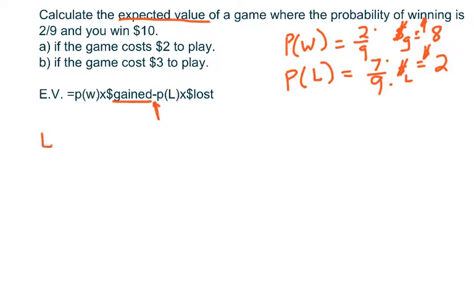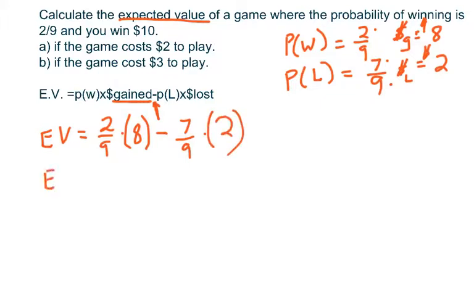So when I go and put this stuff into the formula now, I get the probability of winning is 2/9 times the money that we gain is $8. Subtract the probability of losing is 7/9 times the money we lost is $2. So now we throw that all into our calculator. If you're comfortable with fractions, you would get 16/9 minus 14/9. Now, you don't have to do this. You can just throw the whole thing into your calculator and hit equals, and it should give you a nice answer. But if you're comfortable with fractions, this is what it looks like.